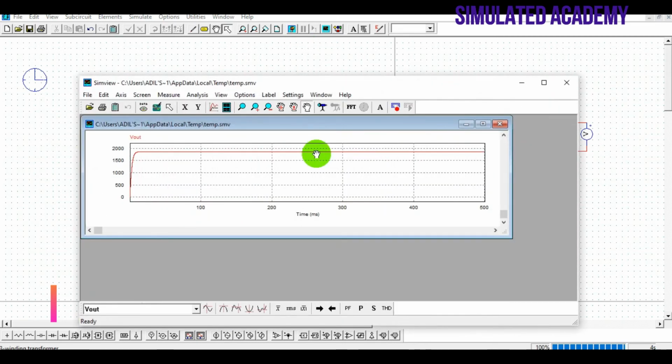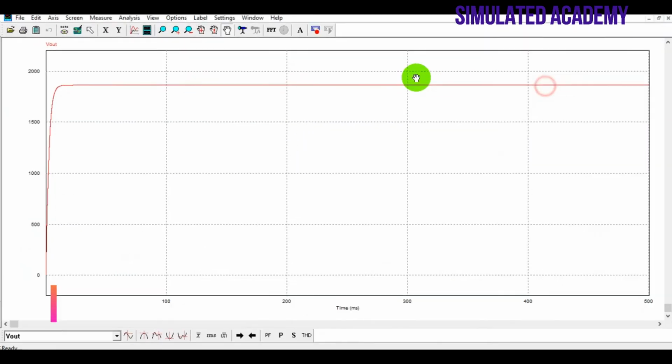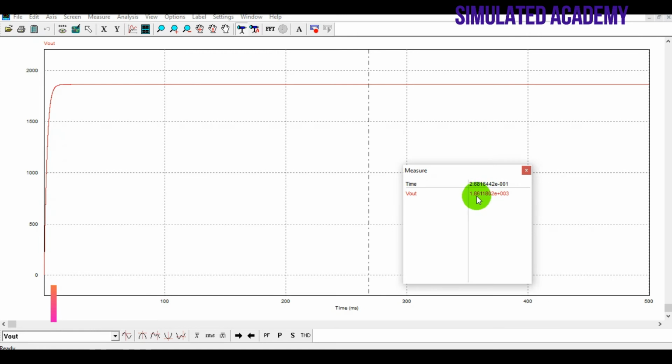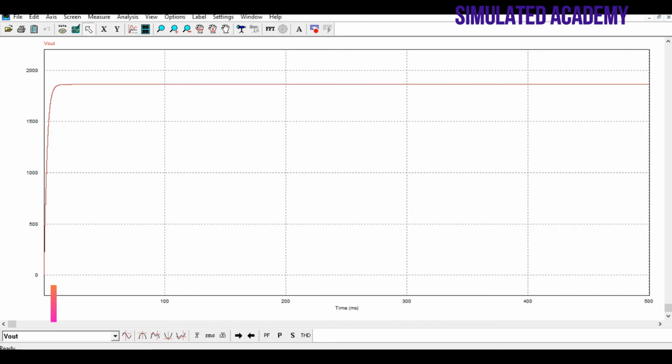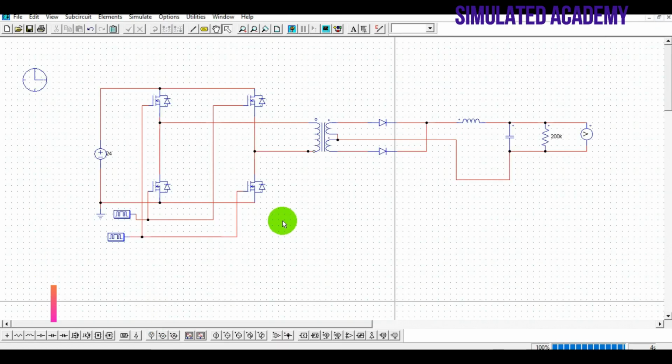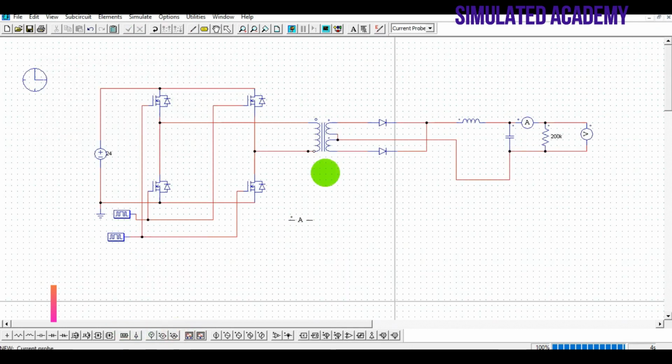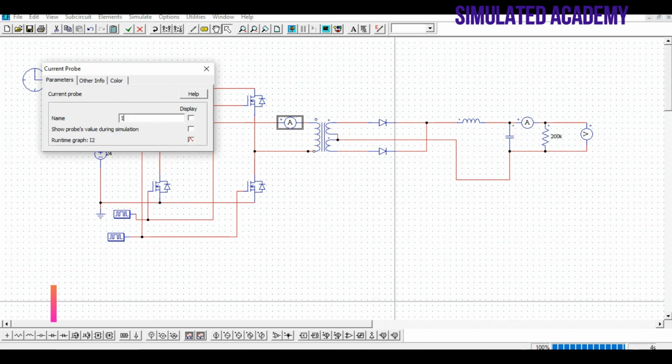It will take some time, and after simulation you will get the output voltage. Measure this, here it is. Your output voltage is 1.86 multiplied by 10 raised to power 3, that is 1861 kilovolt. Now you can also measure the other parameters. Like, I want to measure the current across my load, so just put this inductor over here and mark it as I out. You can also measure the input current to the step-up transformer and mark this I1.